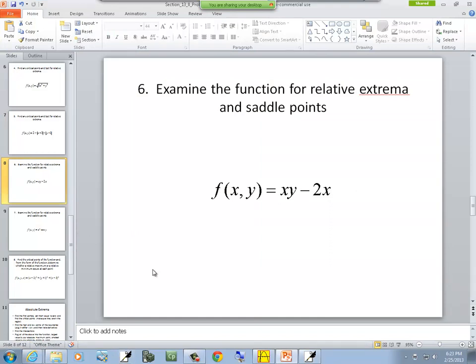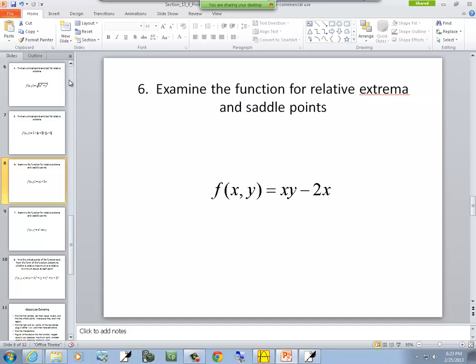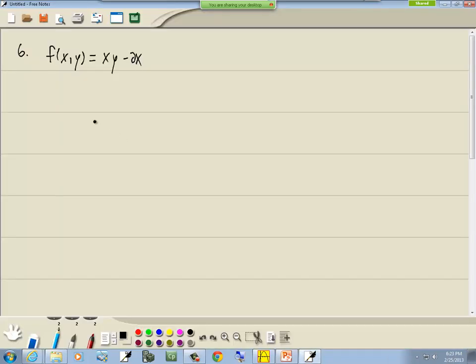Okay, let's take a look at this one. This one's kind of an interesting graph, so we'll take a look at the graph of this after we find it. We got f of xy is equal to xy minus 2x. And come up here. Same steps. We'll find our partials back to x. Y is a constant, so it remains xy. The derivative of x is 1, so 1 times y is y. Minus, and then derivative of 2x is 2.